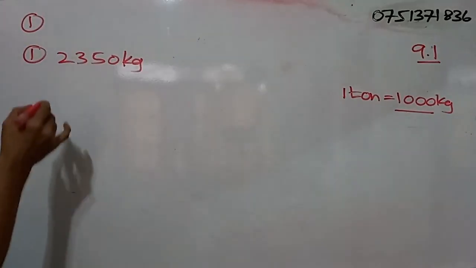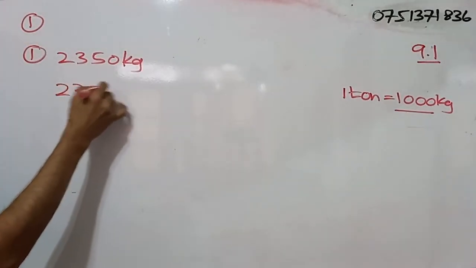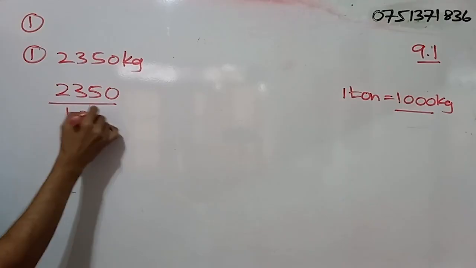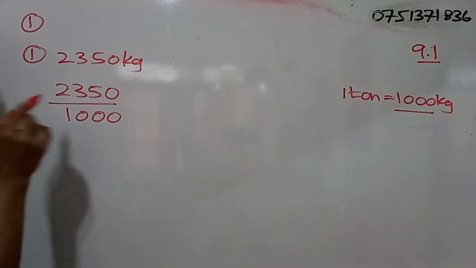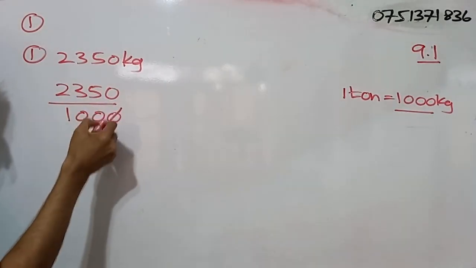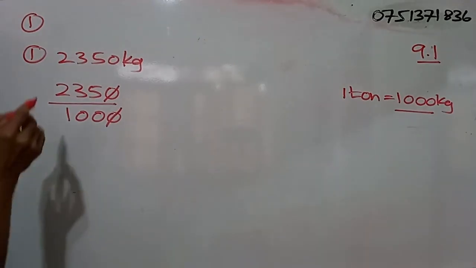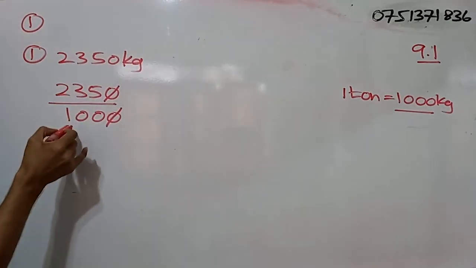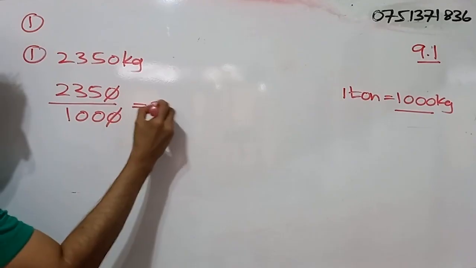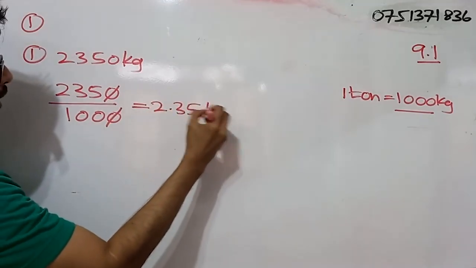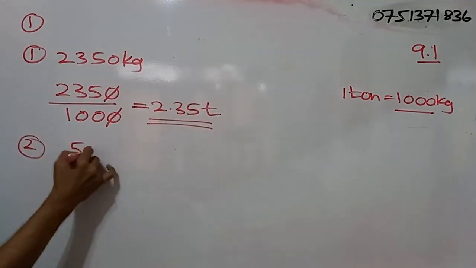So, what do we have to do? Take 2350 and we divide it by 1000. Actually, we can simplify 1, 0. So, this becomes 235 divided by 100. So, that means 2.35 tons. So, that is the answer.